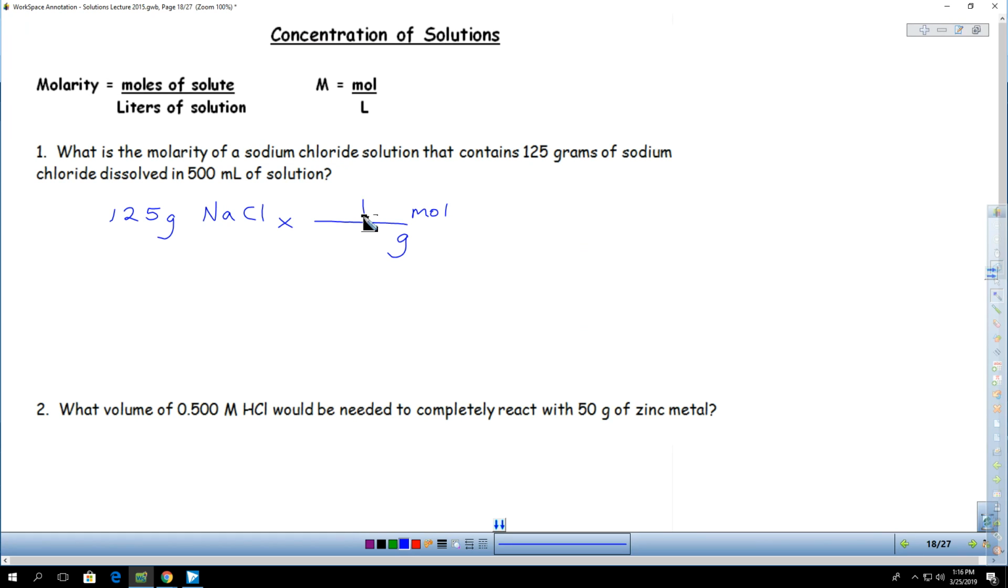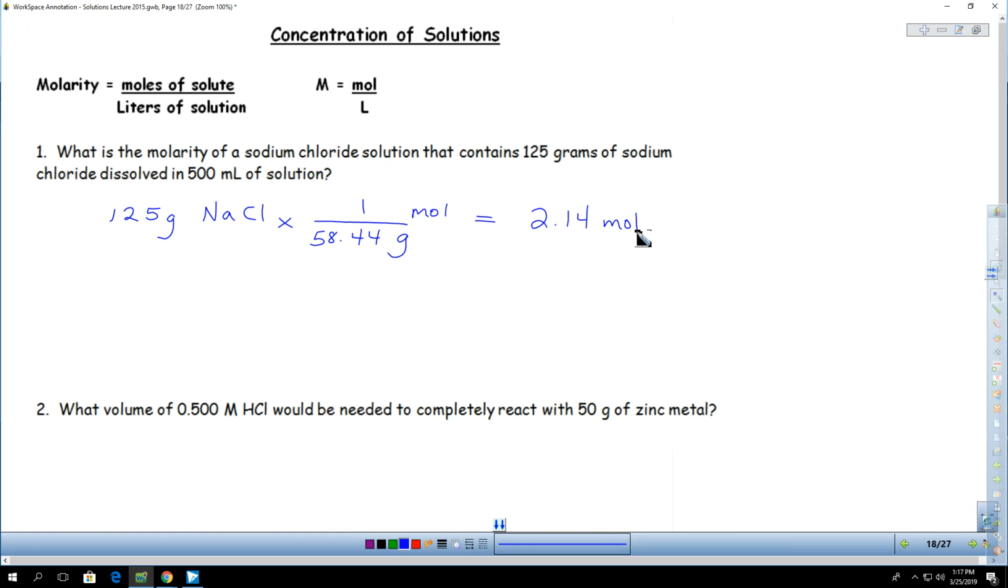One mole has the mass on my periodic table. I just need to add sodium plus a chlorine for about 58.44 grams total. We can plug this in our calculator. We'll divide 125 divided by 58.44 for about 2.14 moles. The 125 had 3 sig figs, so I'll leave 3 sig figs with my moles.